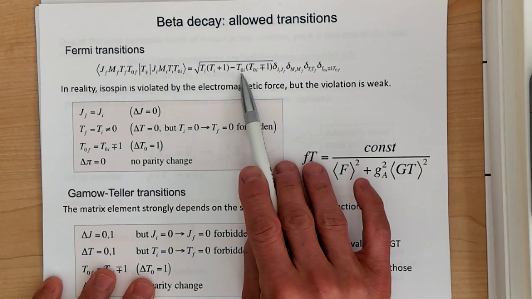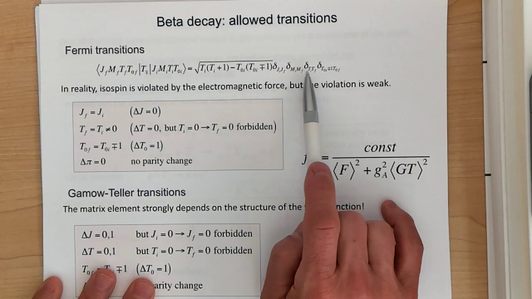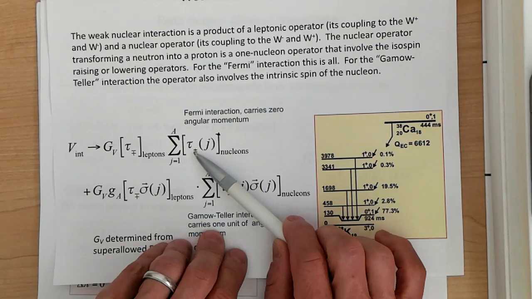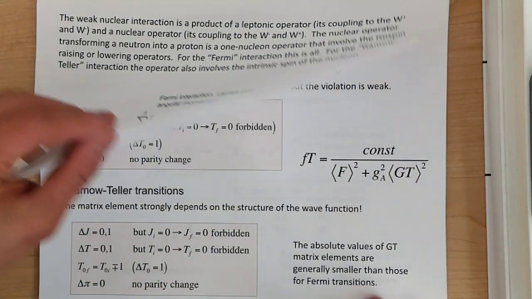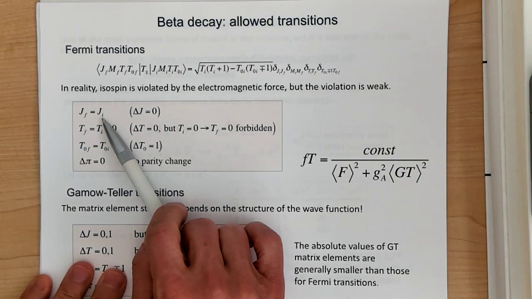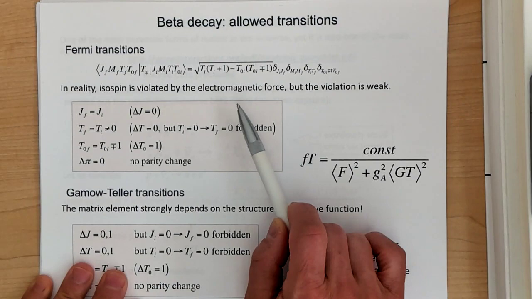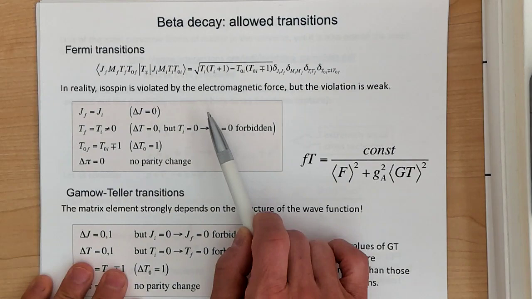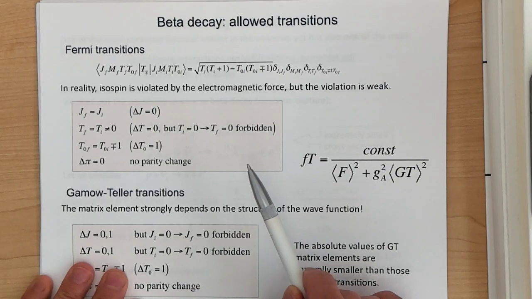There are various rules that we get for the Fermi transitions. For the Fermi transitions, it's very simple because these are simply the Pauli matrices for isospin. We find that the initial spin J must be equal to the final spin J, and the T initial and the T final must be equal. However, they cannot equal zero, simply because the operator that makes the transition has some non-zero isospin, so 0 to 0 is not allowed.